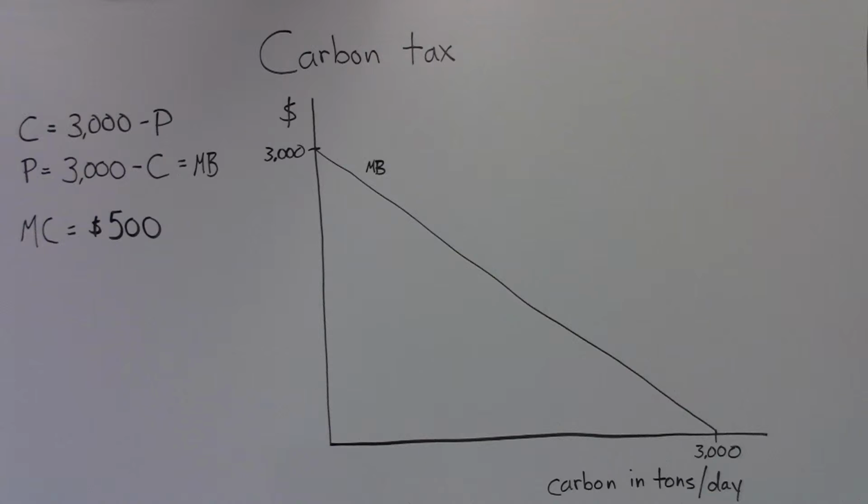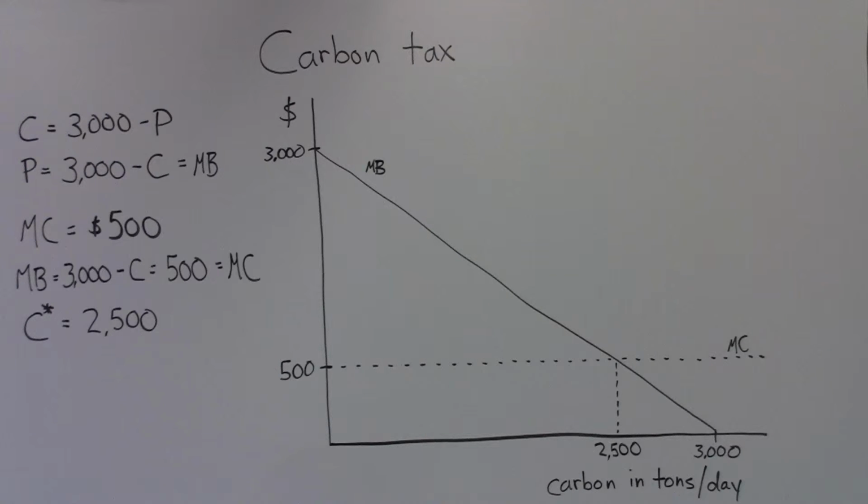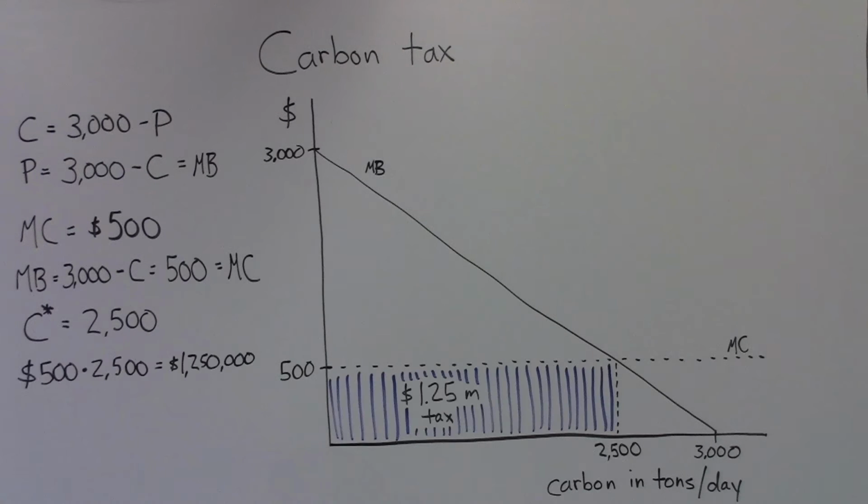If Springfield places a $500 tax per ton of carbon, how much carbon will the city's consumers and firms emit? We can find out by calculating at what quantity the marginal benefit of emissions is equal to the carbon tax. We see that a $500 per ton tax will reduce emissions to 2,500 tons per day. How much revenue would the tax raise? Simply multiply the $500 tax times the 2,500 tons emitted each day to see that the tax would raise $1,250,000 or $1.25 million each day, as illustrated by this blue rectangle.